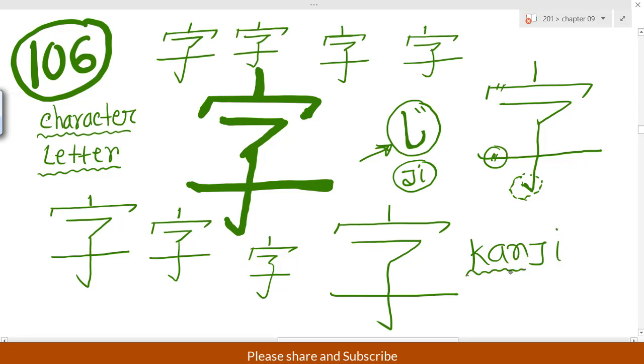Kan means the old Chinese name, Ji means character. So kanji means sign, character. So kan, Ji. If you write kan, so here kan and Ji, Ji simple, kan, G, that means a new character.